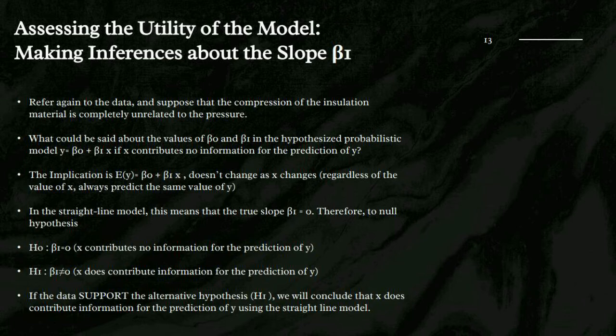Therefore, the null hypothesis H0 is beta 1 equals 0, which means that x contributes no information for the prediction of y. The alternative hypothesis is that beta 1 does not equal 0, meaning x does contribute information for the prediction of y. If the data do support the alternative hypothesis, we will conclude that x does contribute information for the prediction of y using the straight line model, which means that beta 1 does not equal 0.